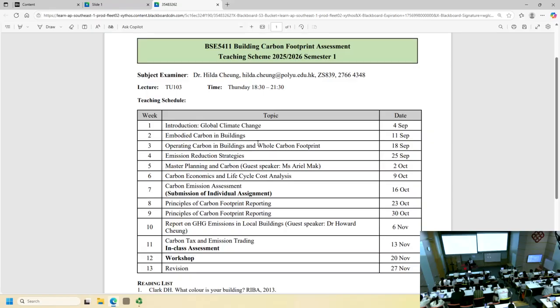Referring to the teaching scheme, today we will talk about just an introduction about global climate change, and I think it's more about what would be covered in this subject. Then next week, we will talk about the embodied carbon in buildings.